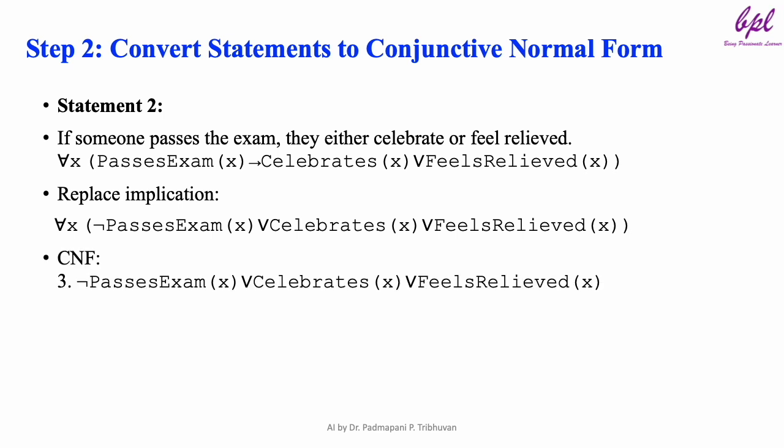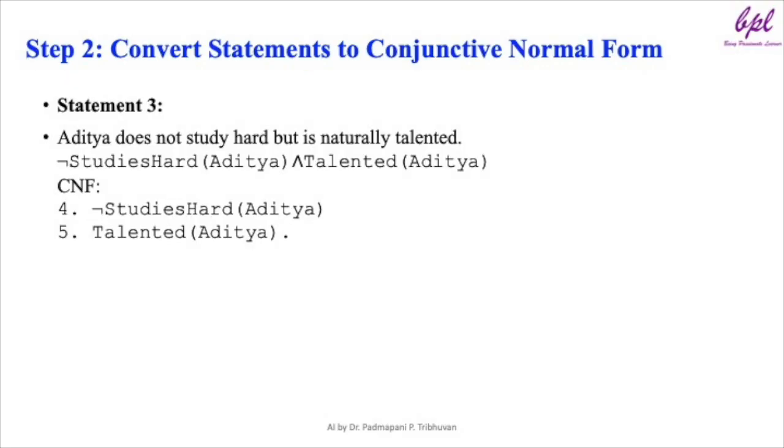The CNF for this statement is: X does not pass exam, or X celebrates, or X feels relieved. Now statement 3. Aditya does not study hard but is naturally talented. We have represented this in FOL as Aditya does not study hard and Aditya talented. Since this is already a conjunction of literals, we can directly convert it into CNF. So the statement would be: Aditya not studies hard and Aditya talented.